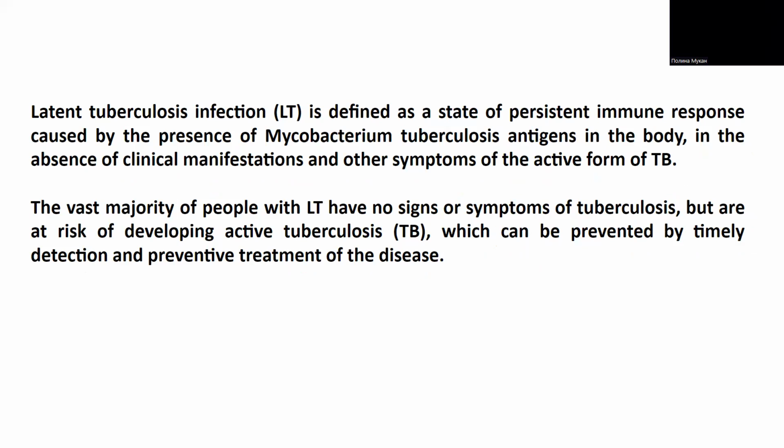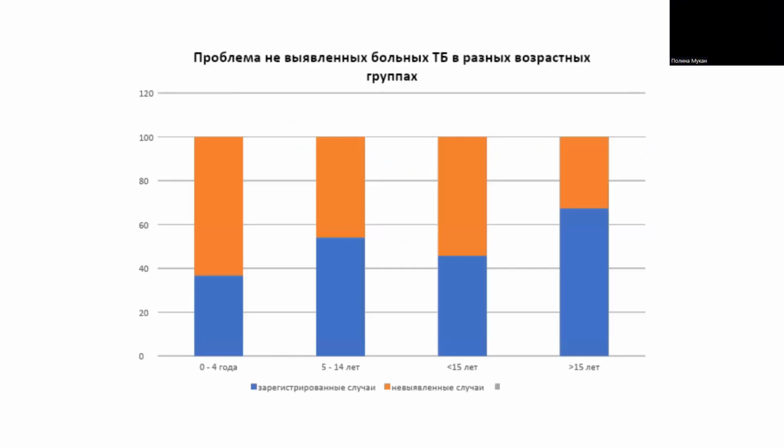The vast majority of people with latent tuberculosis infection have no signs or symptoms of tuberculosis but are at risk of developing active tuberculosis, which can be prevented by timely detection and preventive treatment of the disease. It is a problem when the latent form appears in other people at another age.